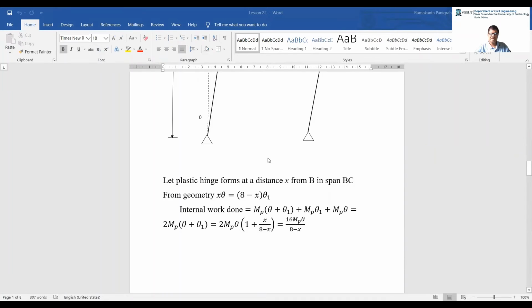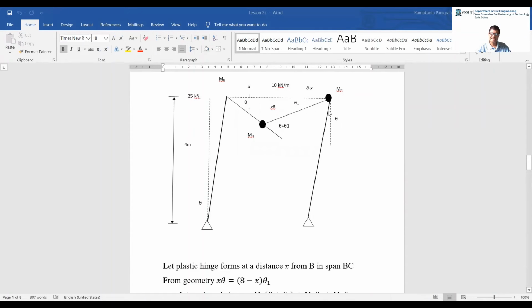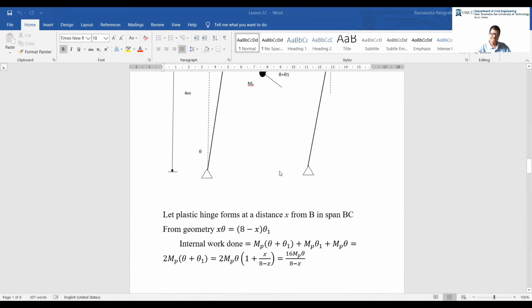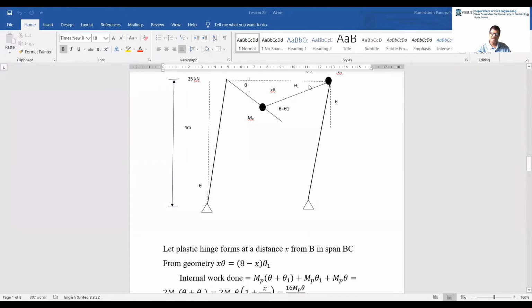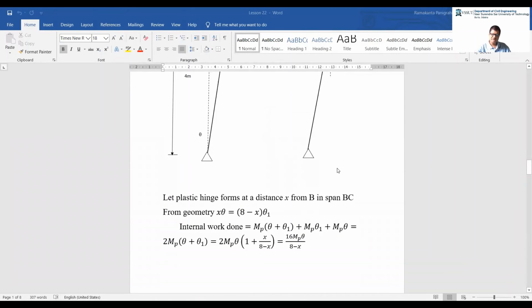Now we can see here the plastic hinge forms at distance x from B in the span BC. So x into theta is equal to 8 minus x, so this length is 8. This is x, this is 8 minus x. So x theta equals 8 minus x into theta 1. Now as I told, internal work done will be MP into theta plus theta 1 here, and here MP into theta 1, MP into theta. So it becomes 2 MP into theta plus theta 1.